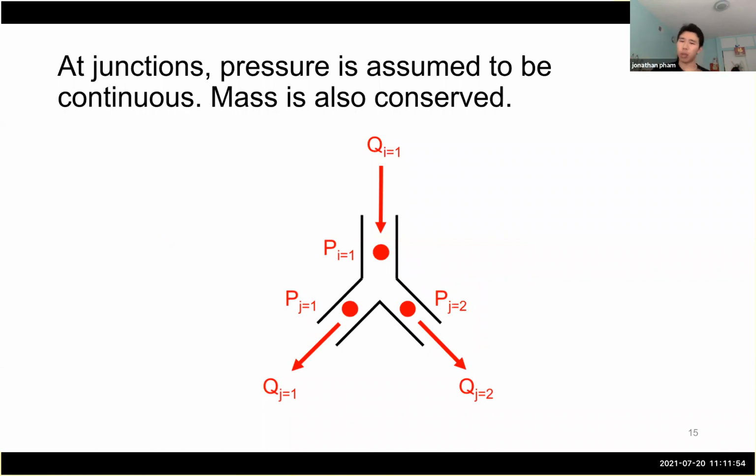And furthermore, similar to 1D models, we also assume that pressure for now is constant at the junctions and that mass is conserved there. And in the future, we're also looking to implement more complex junction models, including ones that can capture the pressure loss induced by the branching.